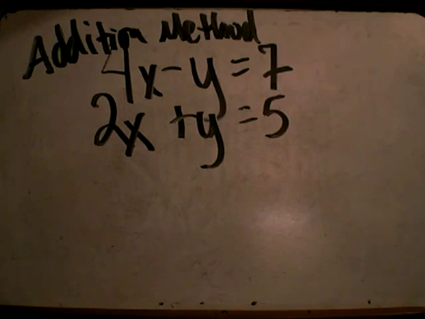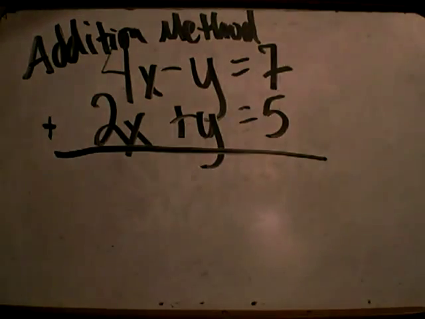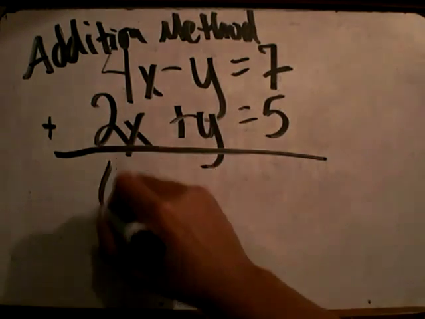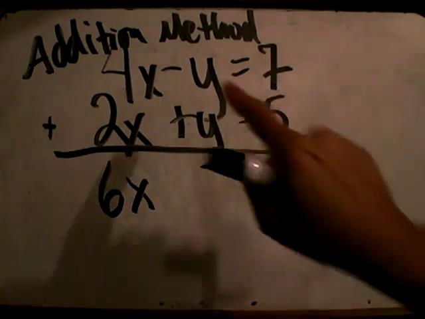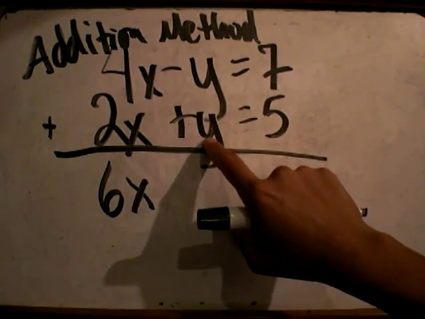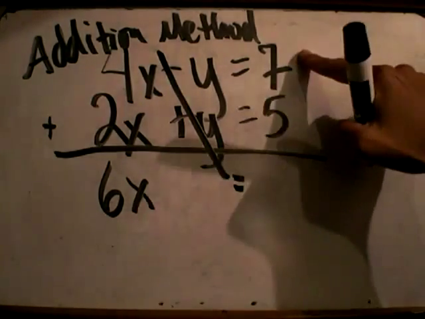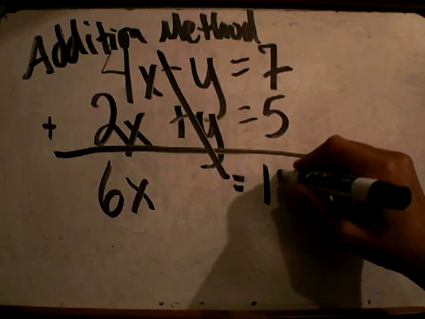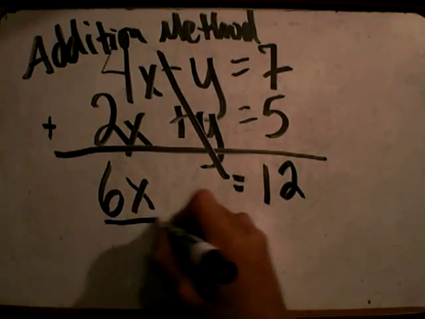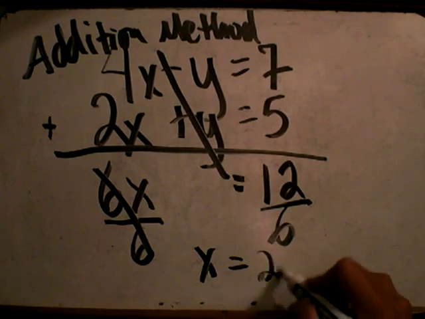The addition method means that we're going to literally add both these equations together. So 4x plus 2x equals 6x. Then negative 1y plus positive 1y is 0, so we've eliminated that. And then 7 plus 5 equals 12. Now we have 6x equals 12. Let's get x by itself, so divide by 6 on both sides. Now we know that x equals 2.